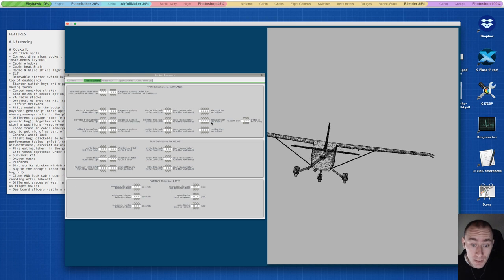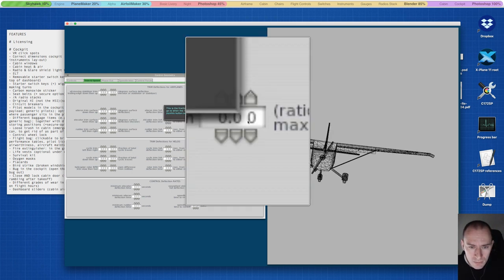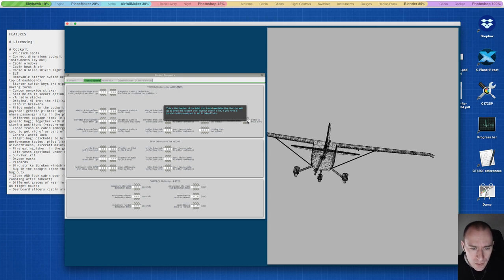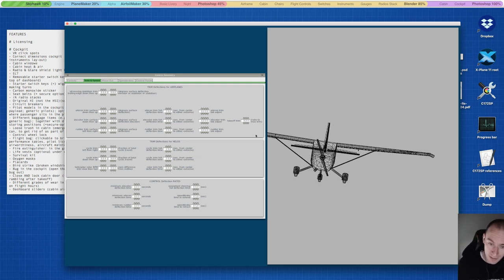Elevator trim tab adjust. And this is takeoff trim, ratio to max trim. This is the fraction of the total trim travel available that the trim will go to when the takeoff trim joystick button is hit, if you have a joystick button assigned to set the takeoff trim. Okay, apparently there is such a trim. That's not what we're going to use because you just need to set it manually.